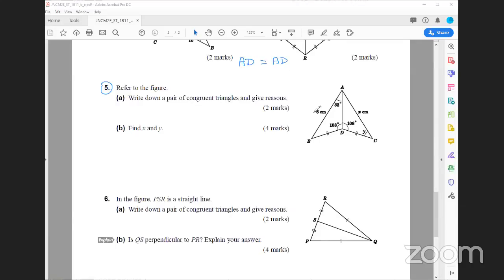The same length. And then we have angle ADB here, this one, which equals angle ADC, right? This one. And then as shown in the figure, DB equals DC here. And therefore, triangle ADB is congruent to triangle ADC. The reason is SAS.